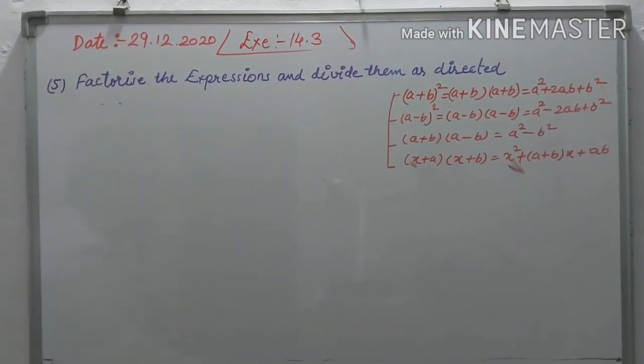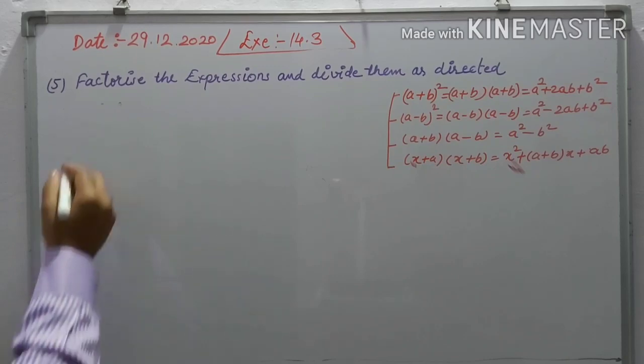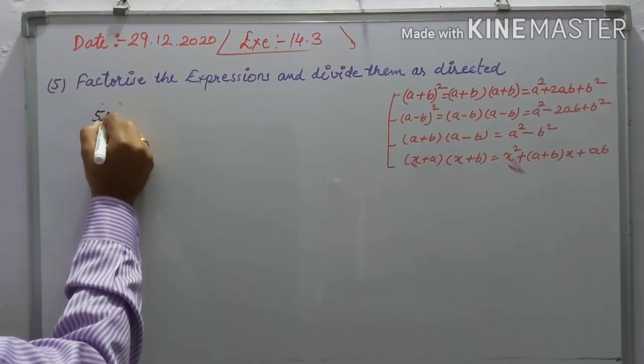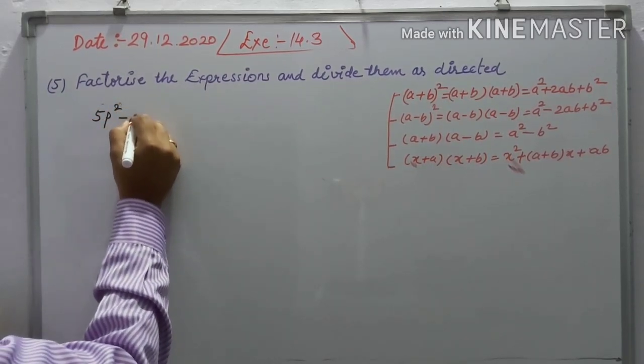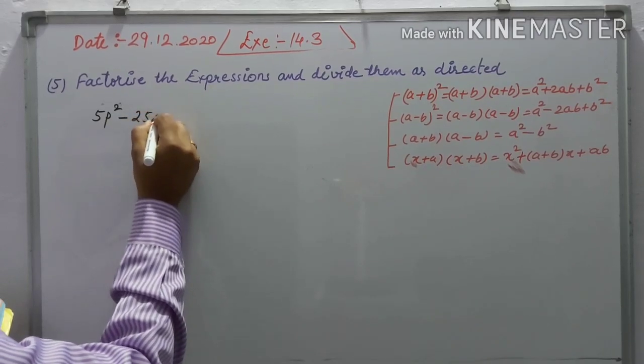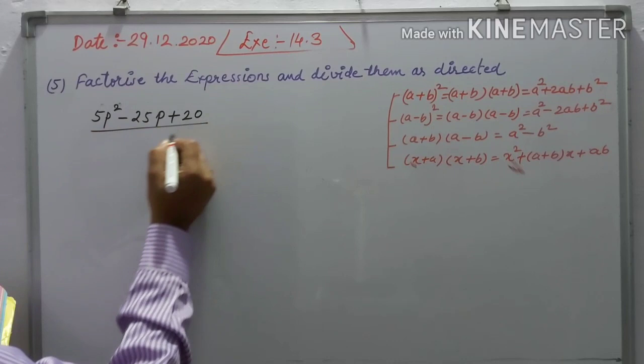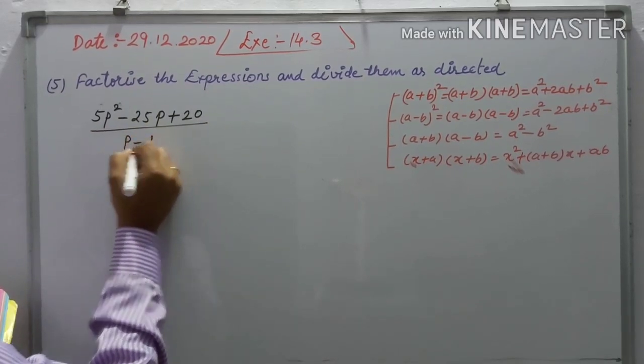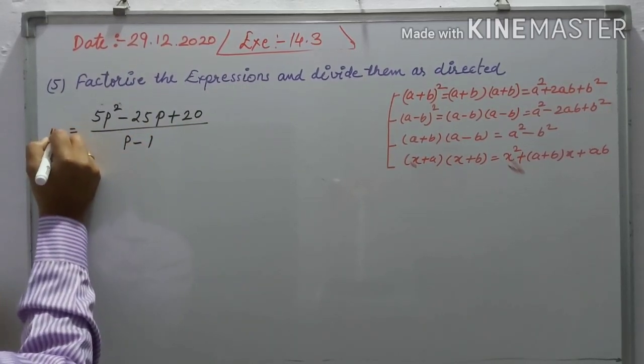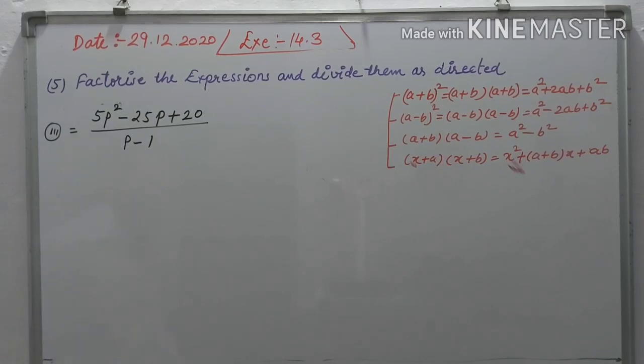Now third question is (5p² − 25p + 20) ÷ (p − 1). Okay, 5p² − 25p + 20 divided by p − 1.